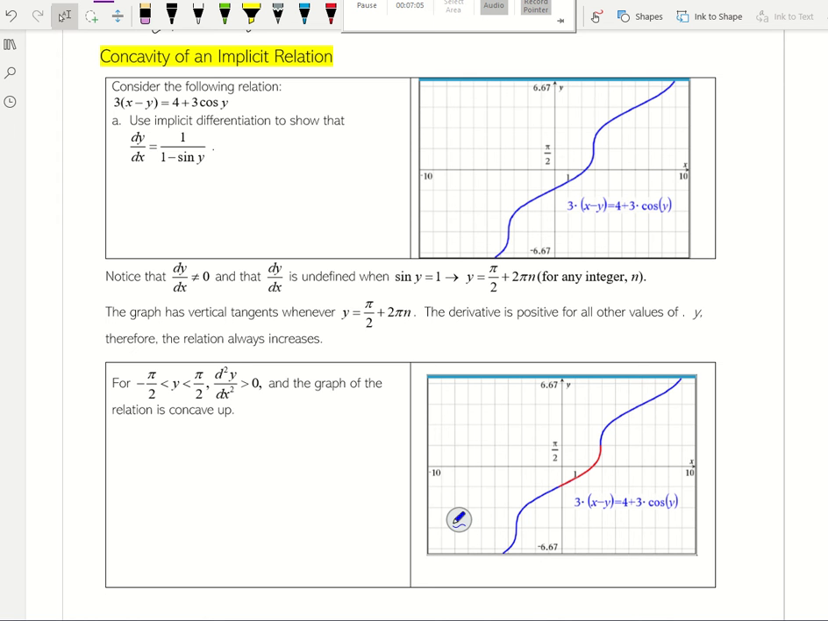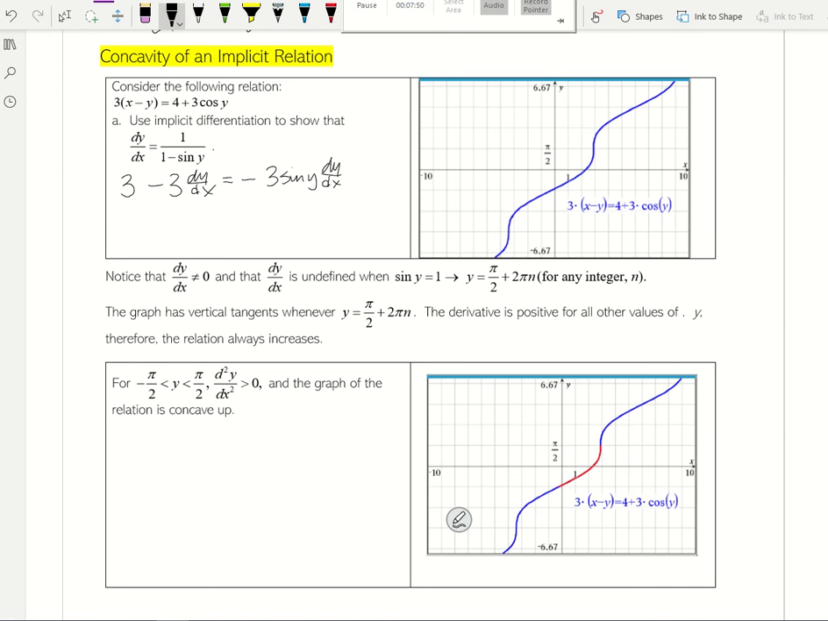Okay, so let's just try this. The 3, it's up to you if you want to multiply the 3 in. It might be less confusing if you multiply it in. So just in your head, this is 3x. The derivative of 3x is just 3. And then the derivative of minus 3y would be minus 3 dy/dx. Then the derivative of 4 is 0. The derivative of 3 cos y is negative 3 sine y dy/dx. Okay, so you got that far.